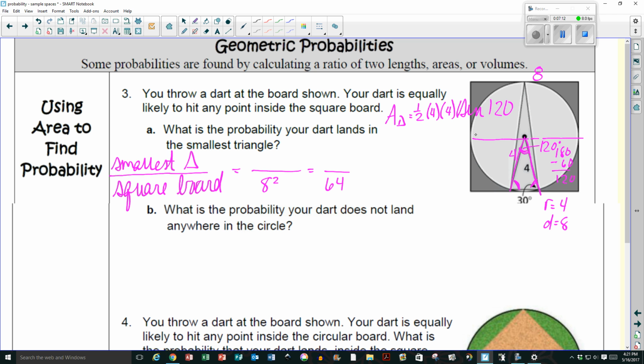So when I type that into the calculator, I get that the area of the triangle is 6.9. So I'm going to go over here and write, okay, 1/2 times 4 times 4 times sine 120. So we get 6.9. And when I do the calculation, I get that it's about 0.108 or 10.8%. So you almost have an 11% chance of throwing your dart and landing in that small area.